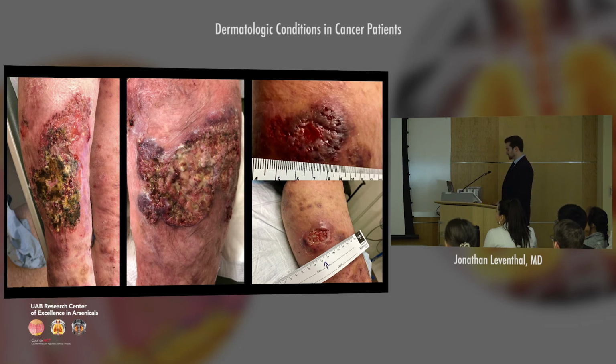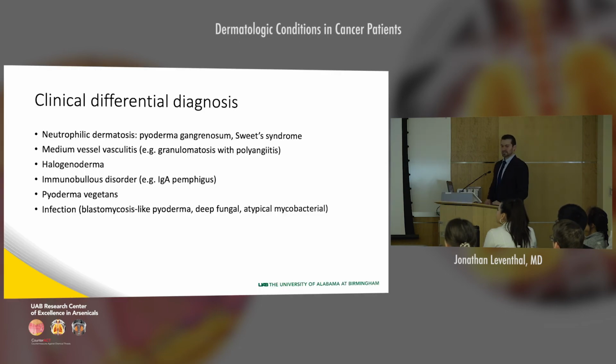And so based on this presentation, really the top thing on the differential diagnosis was a neutrophilic dermatosis, such as pyoderma gangrenosum, or really atypical bullous presentation of Sweet syndrome. We also considered a medium vessel vasculitis, such as granulomatosis with polyangiitis. Halogenoderma was considered as well as an immunobullous disorder that can present with pustules like IgA pemphigus. Pyoderma vegetans, which can be associated with inflammatory bowel disease, and infections. You never want to miss infectious disorders such as blastomycosis-like pyoderma or deep fungal or atypical mycobacteria.